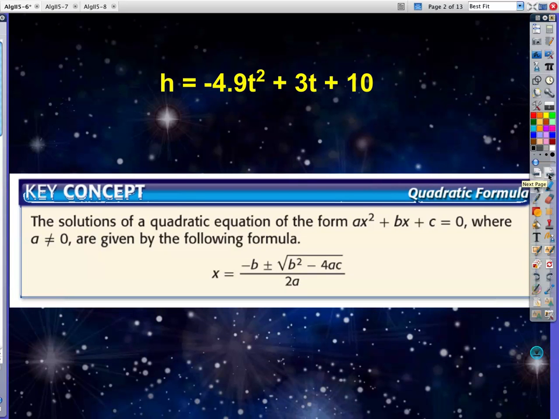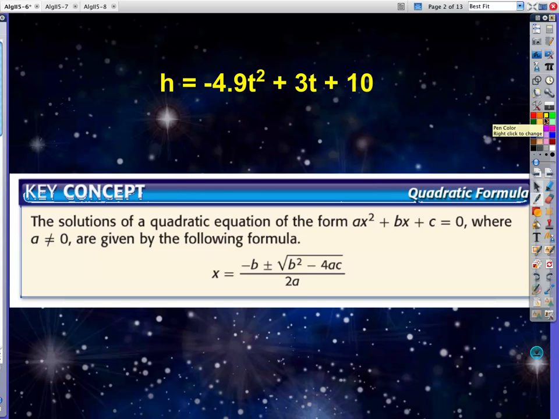Here's your quadratic formula. The solutions of a quadratic equation in the form ax squared plus bx plus c equals 0, where a is not equal to 0, because then you'd be dividing by 0, and we can't have that, are given by this formula. And how do we remember this formula? Oh yeah, we're going to have to sing this in class, but x equals negative b plus or minus the square root of b squared minus 4ac all over 2a. All right, and then that gets in my head.